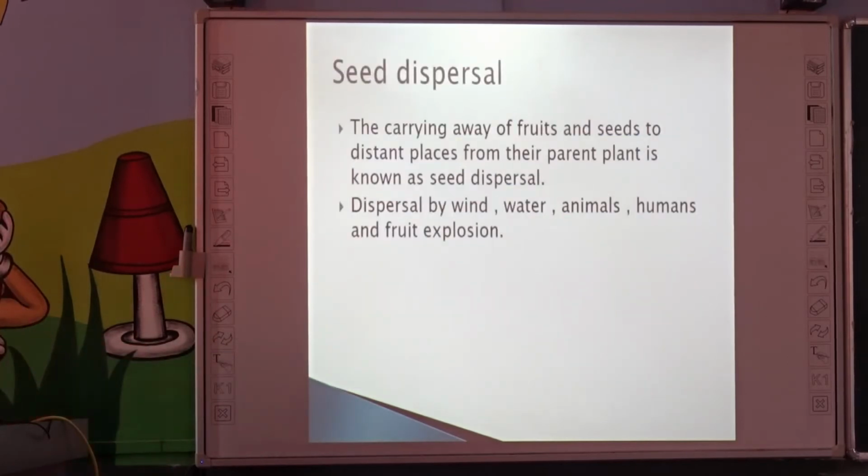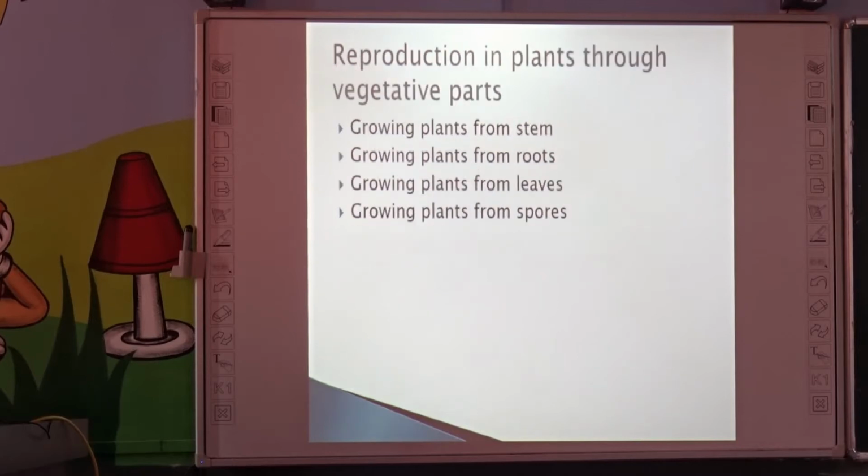Seed dispersal. What does seed dispersal mean? The carrying away of fruits and seeds to distant places from their parent plant is known as seed dispersal. So the seeds are dispersed in many ways: by wind, by water, by animals and humans, and by fruit explosion.